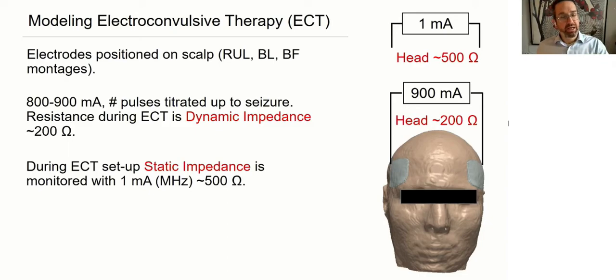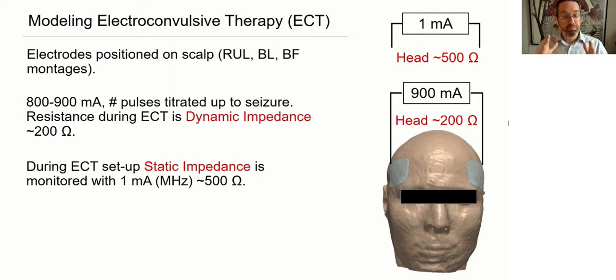Prior to ECT, there's always a setup procedure. And in that procedure, the resistance of the system is also checked prior to the ECT. This is done with a very low level of current. There's no desire to produce a seizure at this point. So it's about 1 milliamp, but at very high frequency.